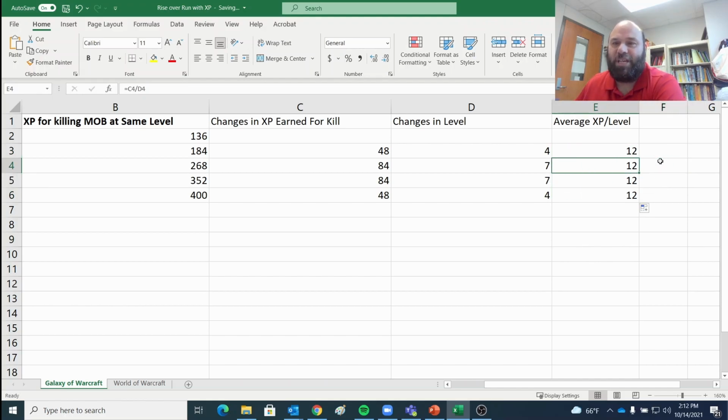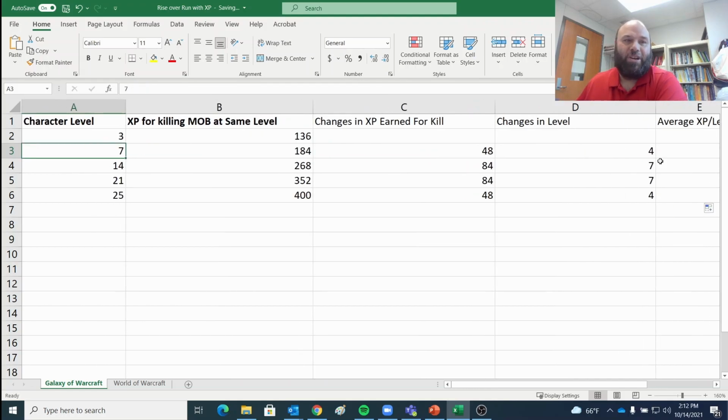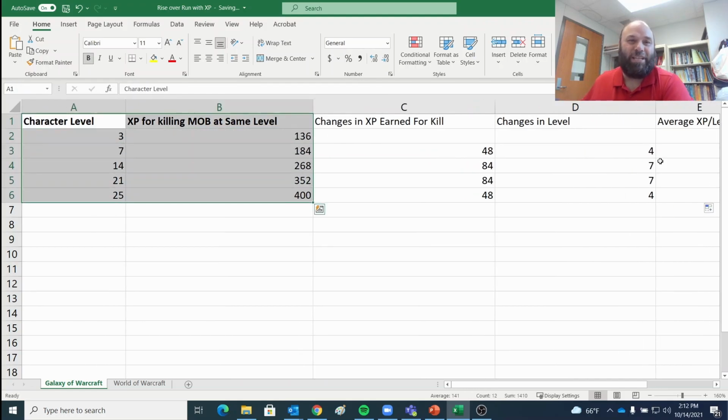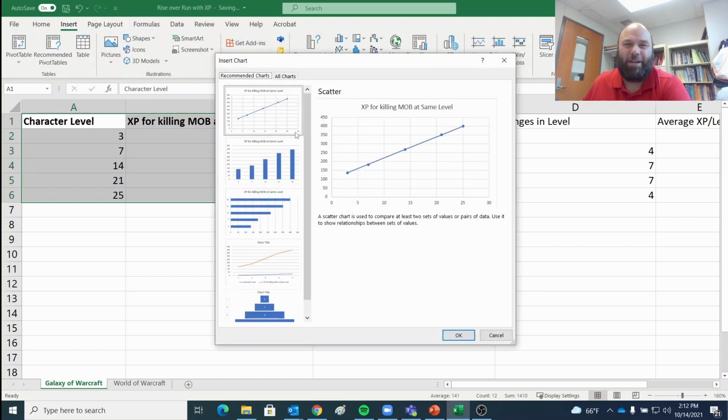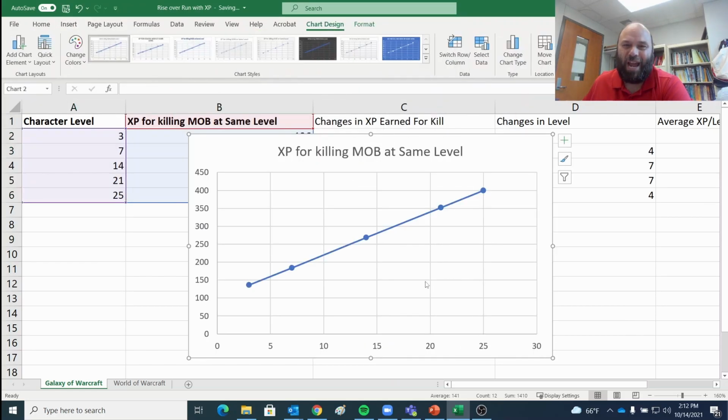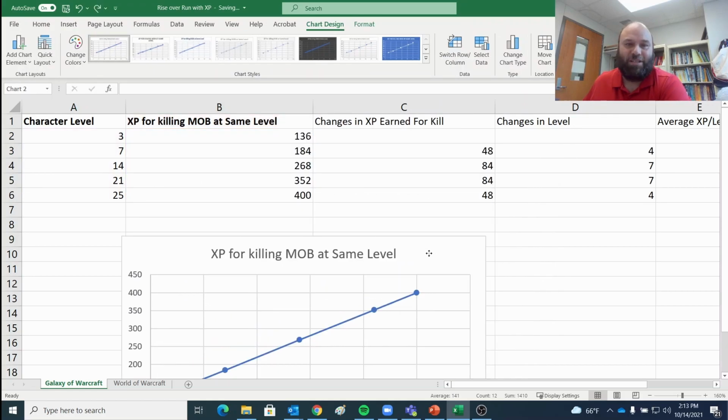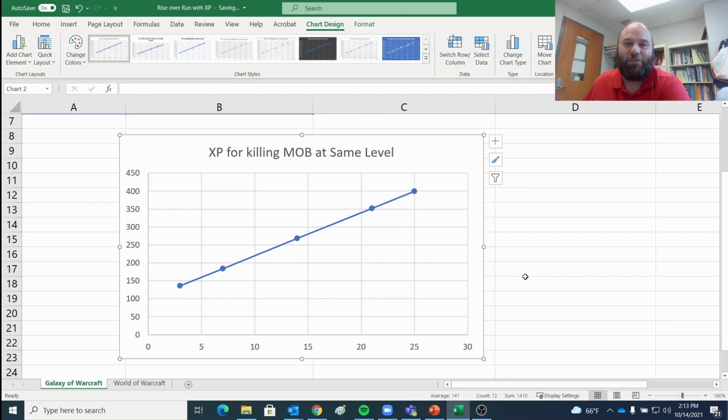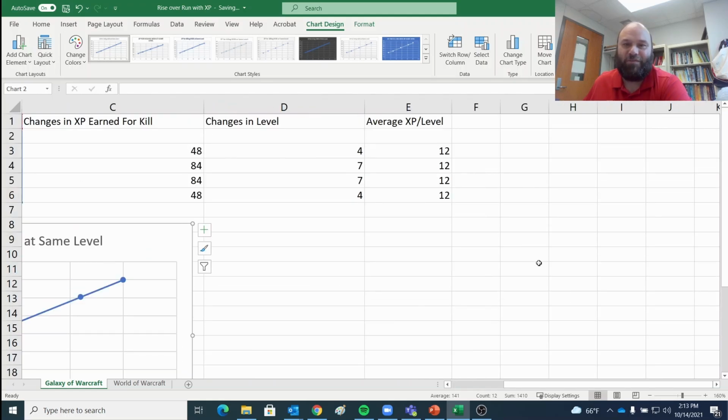So there's reason to believe that this is linear, and there's reason to believe that every level we earn results in 12 more experience points for each MOB kill of the same level MOB. We could guess that this is probably linear if we make a graph. If we look at a graph, it looks linear, and indeed we've just confirmed it.